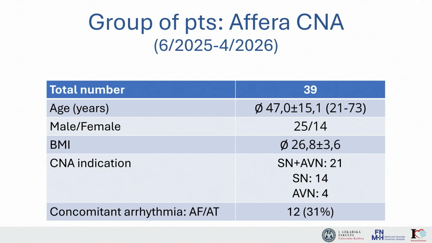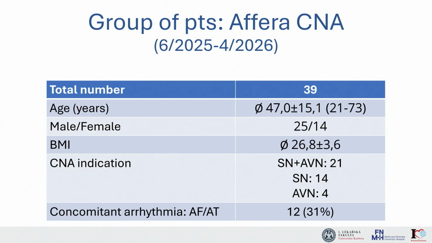And you see, this is a group of patients treated with the Affera and Sphere-9 catheter for cardioneural ablation since June 25 until April this year. The total number of ablations is 39, average age 47 years. And you see the main indication.